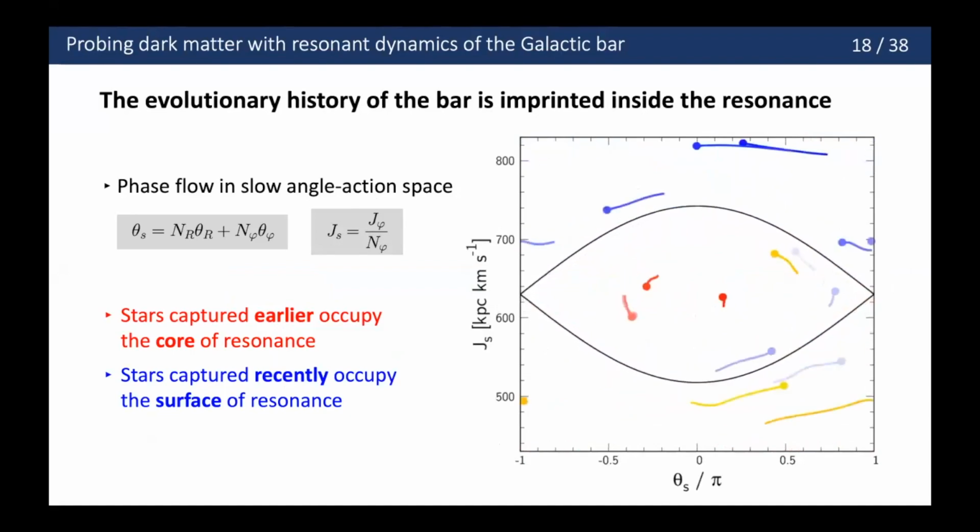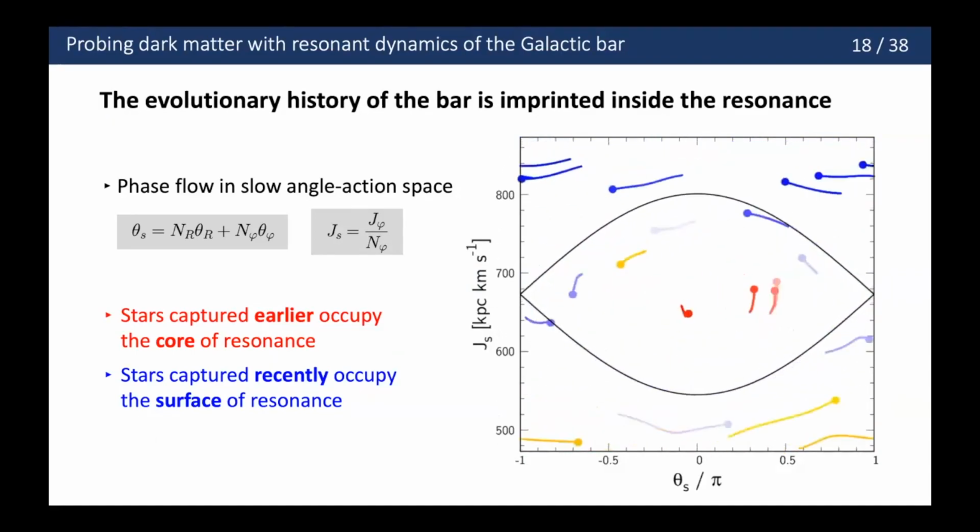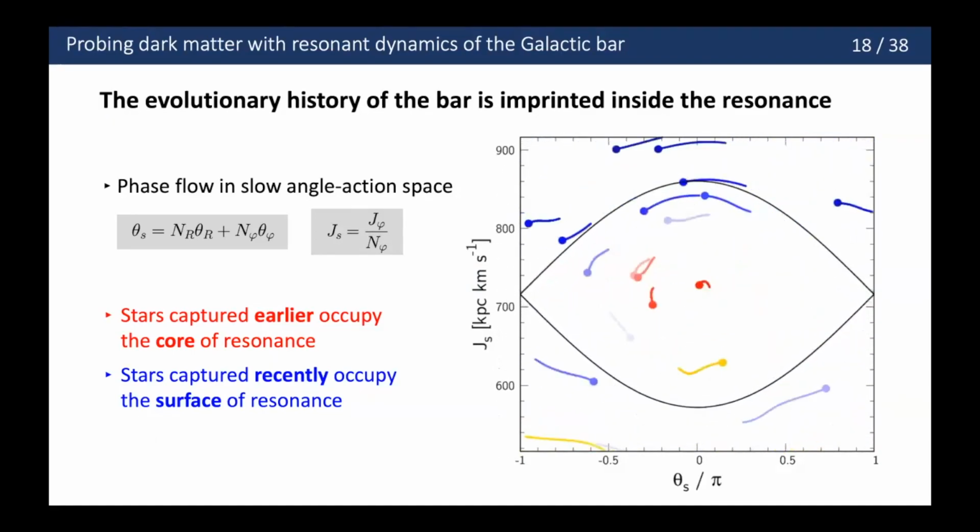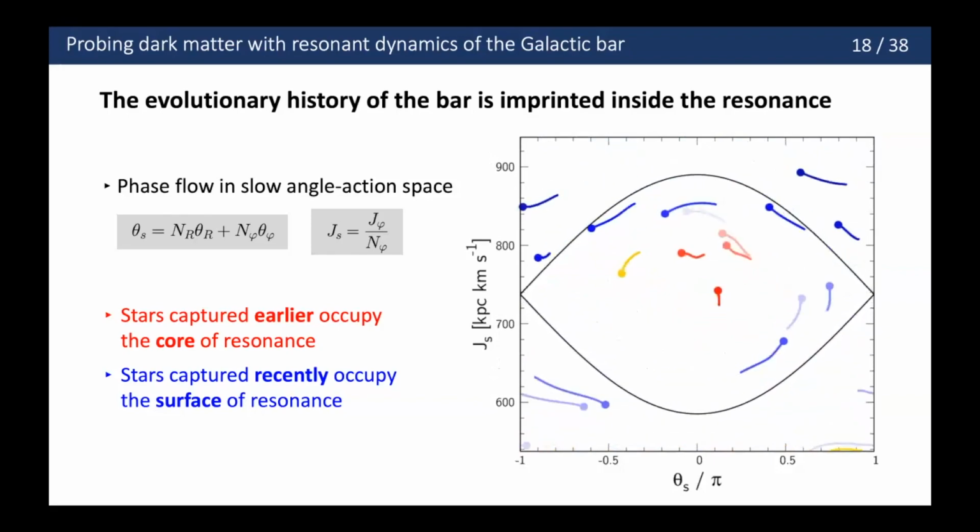orbits. And once these orbits get captured in, they conserve the action of vibration, which basically characterizes this distance to the resonance center. So you can see that the order of capturing is preserved inside the resonance. The red orbits, which were captured earlier, occupy the core of the resonance, whereas these blue orbits, which occupy the surface of the resonance, are the ones that were captured recently.